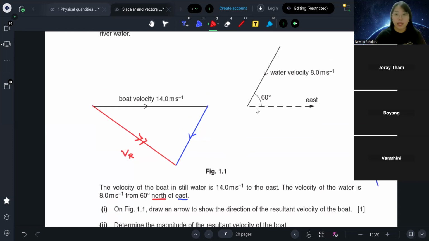Cosine rule. Okay, so here, this one is 8 meter per second. So do you still remember how to use the cosine rule? Can you try? Use the cosine rule to find the resultant velocity. Try and then tell me your answer.